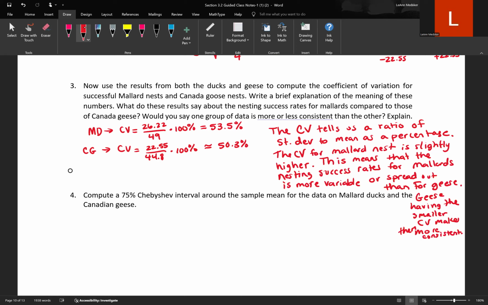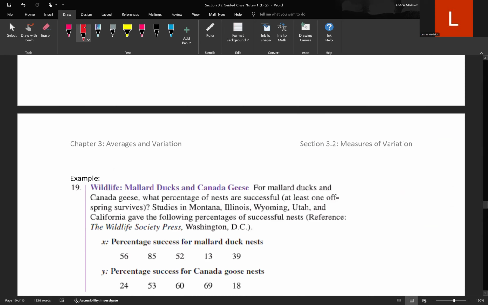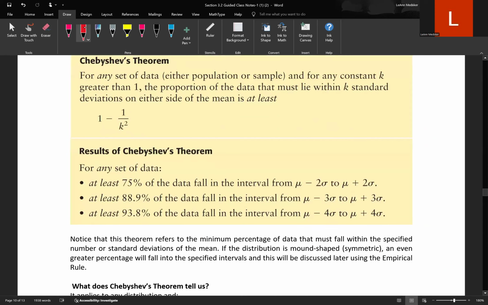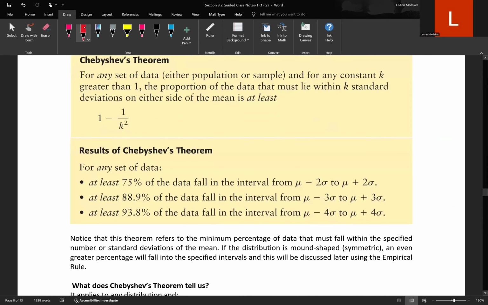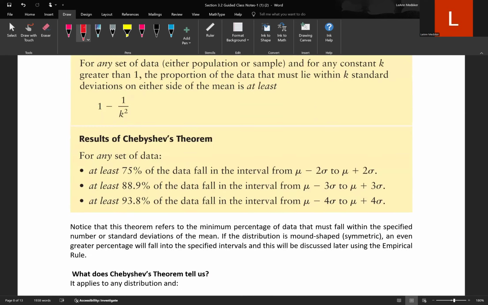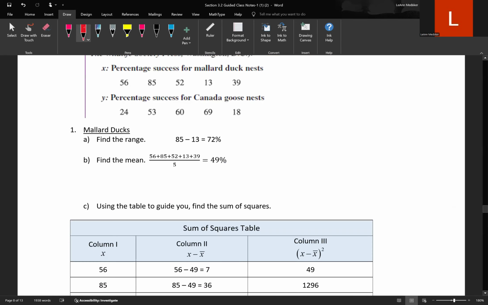Now, the last thing we need to do for the geese problem and the duck problem is find the 75% Chebyshev's interval around the sample mean for both the ducks and the geese. So remember, we learned 75, 88.9 and 93.8. They're such weird decimals that I have to look them up too. But the 75 means you take your mean and you subtract the standard deviation twice, because they're using population symbols for that. And then we take the mean and we add the standard deviation twice. So that's what we need to do to find those intervals for both of those.